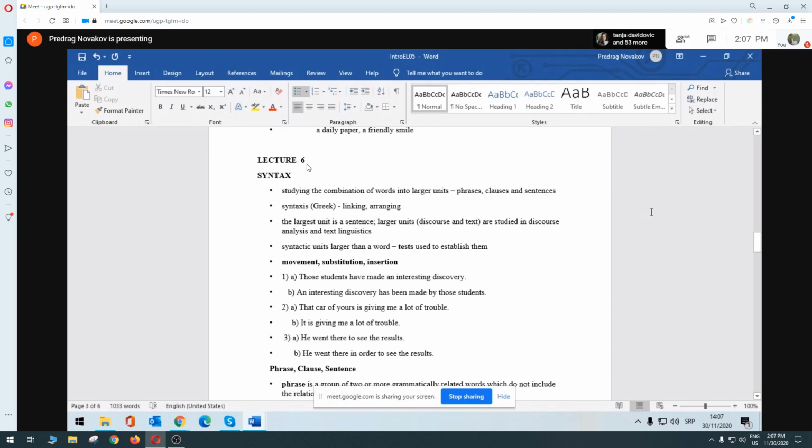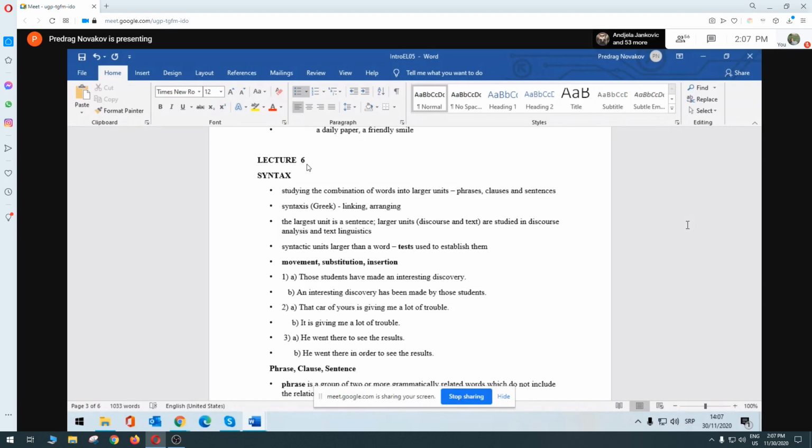So the question for you is, I mentioned larger units, discourse and text. What is the difference between discourse and text, for example? What is the difference between the term discourse and text? Maybe the discourse is language which is spoken, or the style of the language itself. Yes. While the text is something which is written on a piece of paper. Yes, exactly. So just bear this in mind.